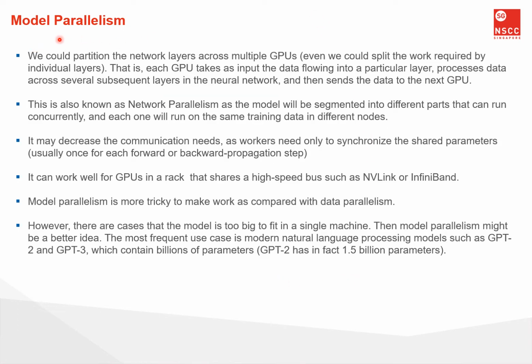Here are some additional details about model parallelism. We could partition the network layers across multiple GPUs. We could even split the network required by the individual layers. However, that's not good enough when the model is so large that it cannot be stored within one GPU alone. Each GPU takes input from the data flowing into a particular layer, processes the data across several subsequent layers in the neural network, and then sends the data to the next GPU. So each GPU is only implementing part of the entire neural network.